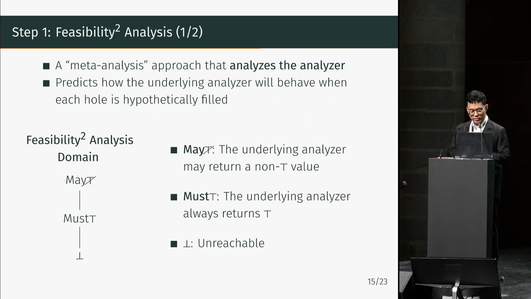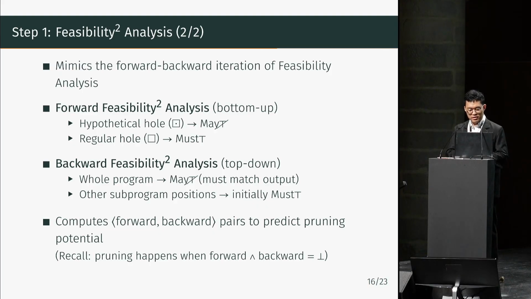So, jumping to the feasibility square analysis. It is the meta-analysis approach that analyzes the analyzer. Yeah, it's also an abstract interpretation. It predicts how the underlying analyzer will behave when each hole is hypothetically filled. It uses a very simple domain: only may not have, must have, and both. A may not have means the underlying analyzer may return a non-top value, and must have means the underlying analyzer always returns top. By using this simple domain, we mimic the forward-backward integration of feasibility analysis.